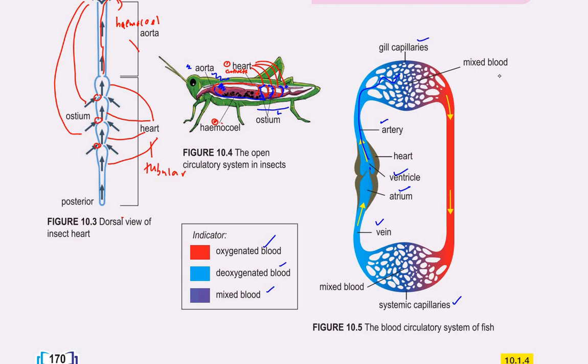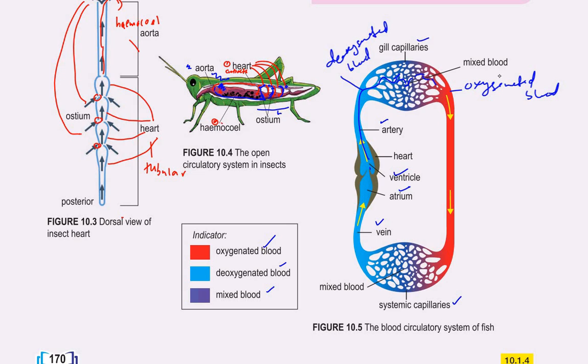So now here, in the intermediate between deoxygenated blood and oxygenated blood, we have the mixed blood. That means before it becomes oxygenated blood, it will mix together first. Then after it gets the oxygen, the blood changes into oxygenated blood. This one is the oxygenated blood. So in the middle is the mix.